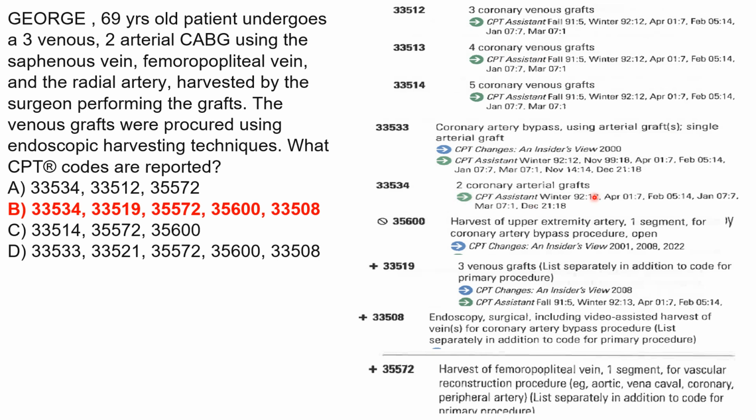It talks about the 2 coronary arterial grafts which we have. 33519 is the 3 venous graft, listed separately in addition to the code for the primary procedure. So this is for the 3 venous grafts. And 35572 is the code for the harvest of the femoropopliteal vein which we have. Then 35600 is for the harvest of the upper extremity artery, one segment, that is the radial artery. And then 33508 is for the endoscopy surgical, including video assisted harvest of the vein. So that is why all of these are there in B, and that is our answer.